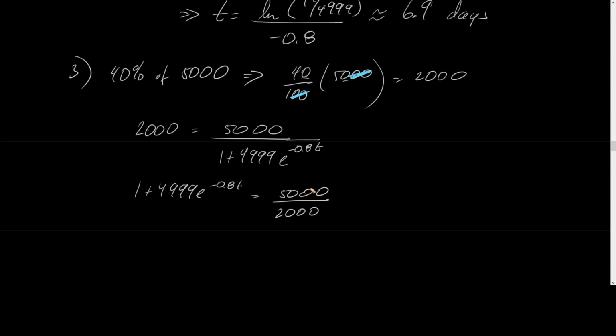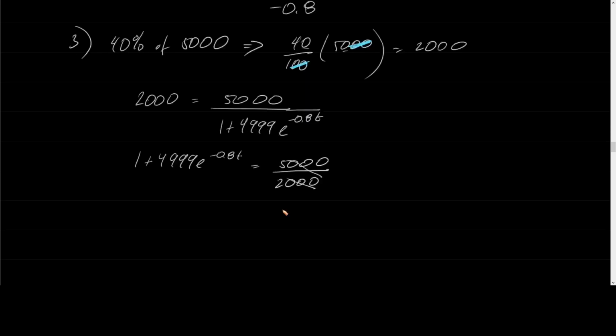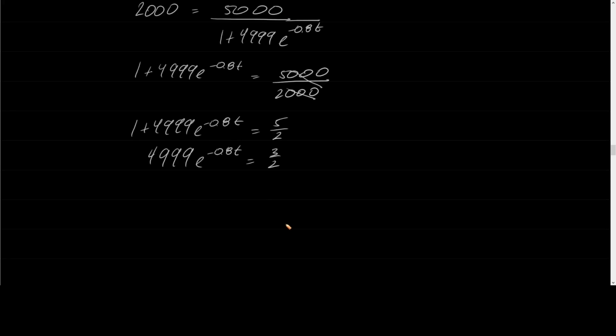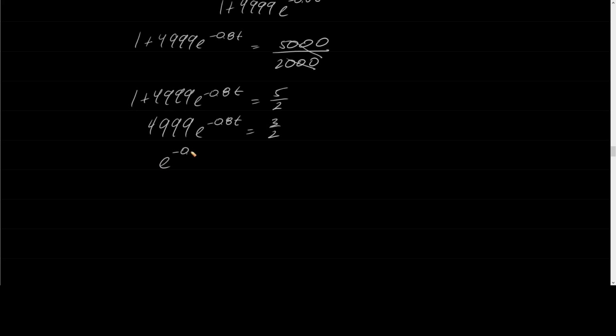Now 5,000 over 2,000 is just 5 halves, because they're both divisible by 1,000. So 1 plus 4,999 e to the negative 0.8t is equal to 5 halves. Subtract 1 from both sides: 4,999 e to the negative 0.8t is equal to 5 halves minus 1, which is 3 halves. Divide both sides by 4,999. So I end up with e to the negative 0.8t is equal to 3 over 2 times 4,999.